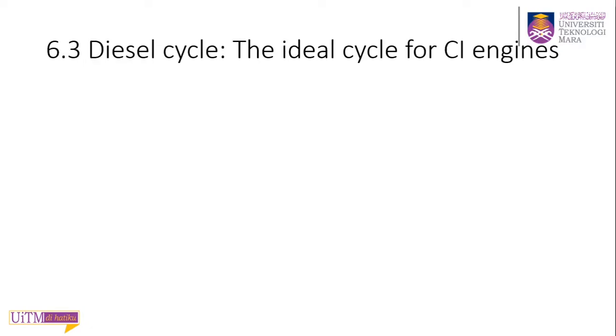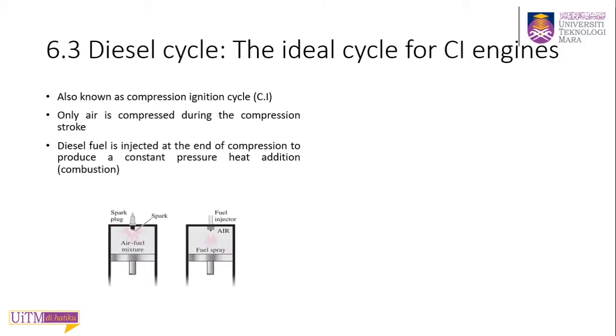Now, the second gas-powered cycle, which can be used to model an internal combustion engine, is called the diesel cycle. The diesel cycle is the ideal cycle for a compression ignition engine. The difference between a compression ignition engine and a spark ignition engine is that in a compression ignition engine, only air is compressed during the compression stroke. And only at the end of the compression stroke, diesel fuel is injected, producing the combustion process.